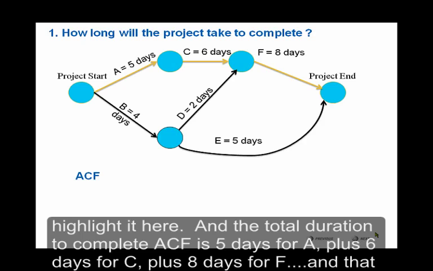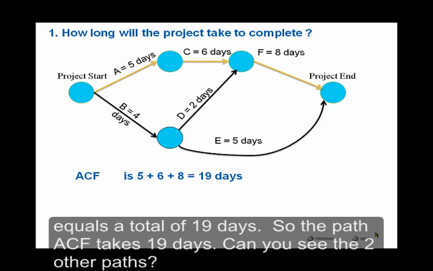And the total duration to complete ACF is 5 days for A, plus 6 days for C, plus 8 days for F. And that equals a total of 19 days. So the path ACF in total is going to take 19 days. Can you see the other 2 paths?